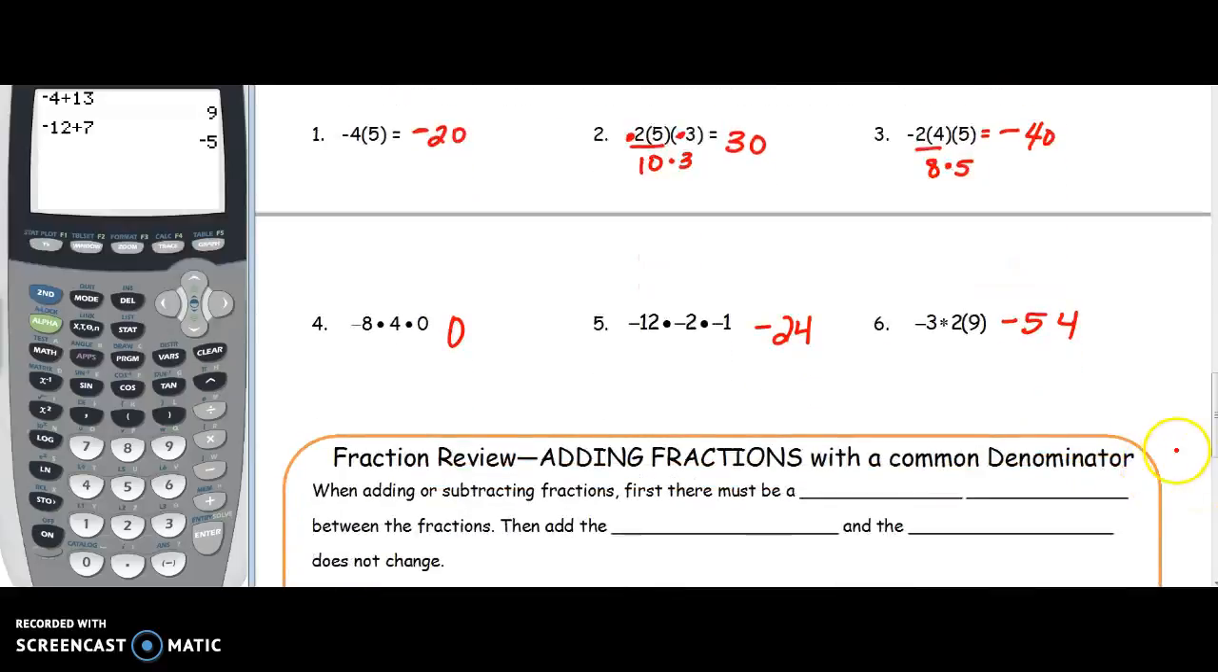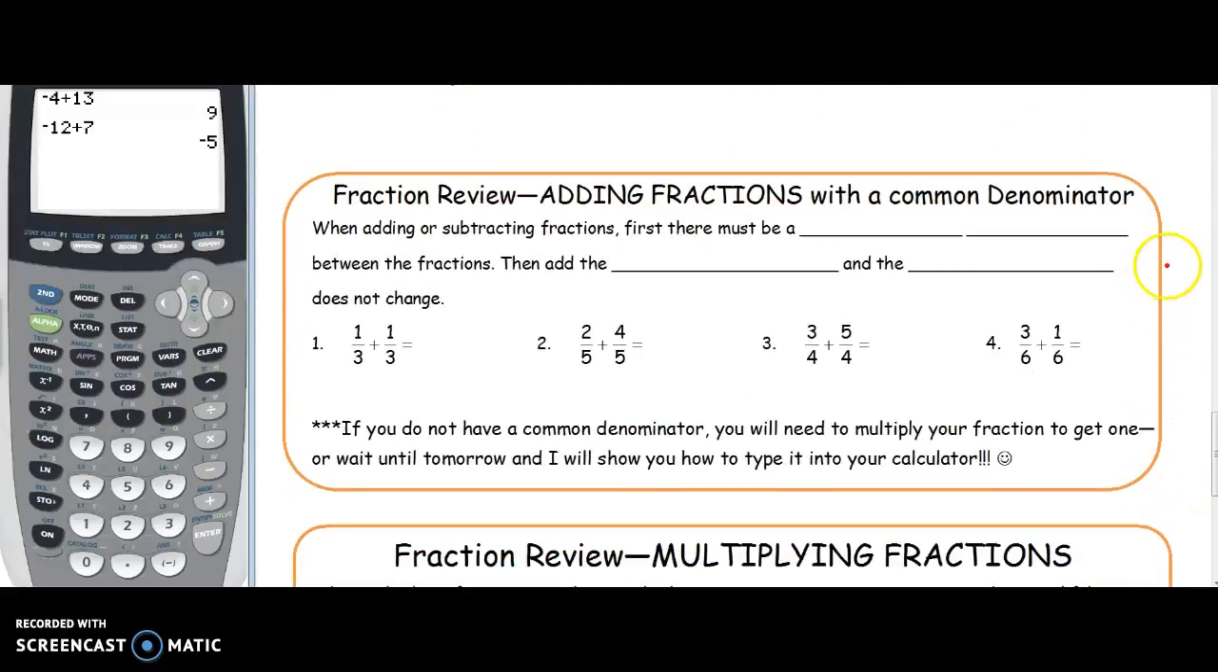And let's move on to everyone's favorite, fractions. So our fraction review, when we're adding fractions with a common denominator: when we're adding or subtracting fractions, first there must be a common denominator. And if you don't know what that is, it means the number on the bottom is matching. It's common between the fractions. Then add the numerators. And the denominator does not change.